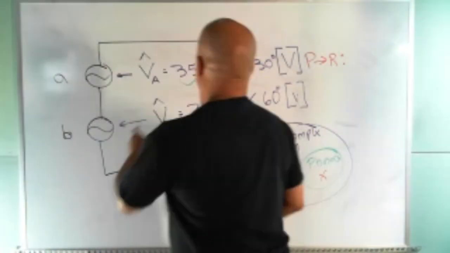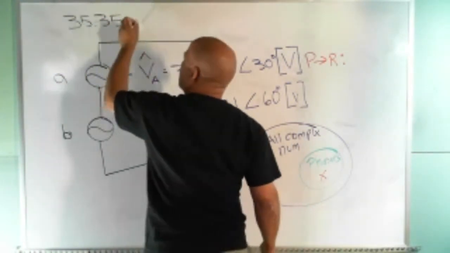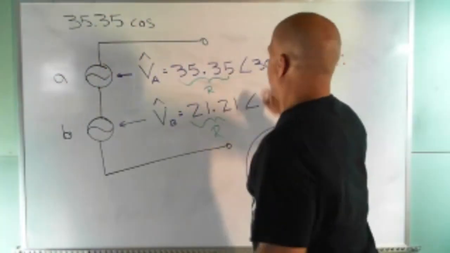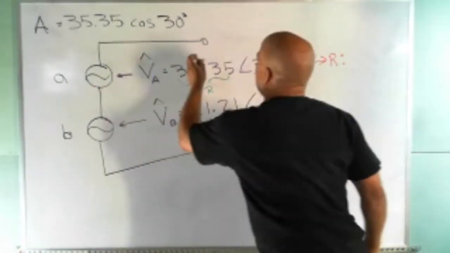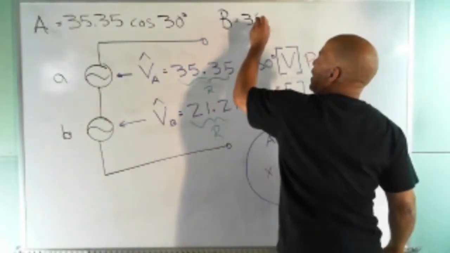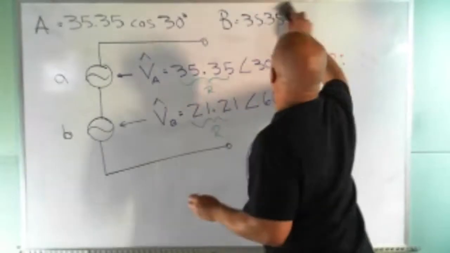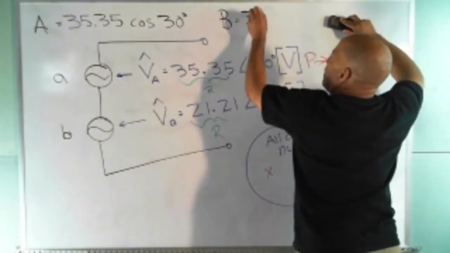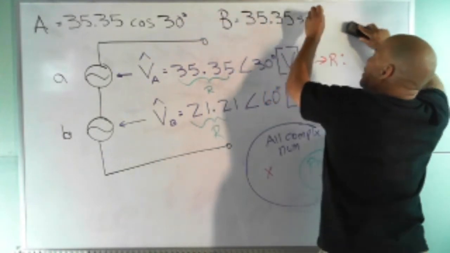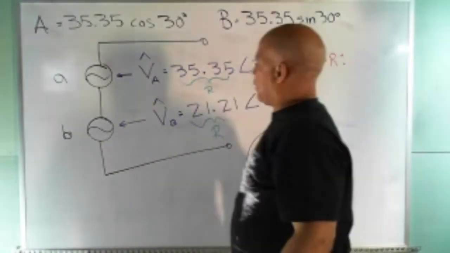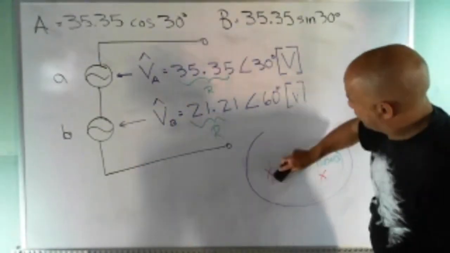To get the real part, I have to take 35.35 cosine of the angle, 30 degrees, and that will give me the real part. To get the imaginary part, I have to take 35.35 sine 30 degrees. My 5 looks like an S. So go ahead and do those calculations for me and let me know what you get for the first one.